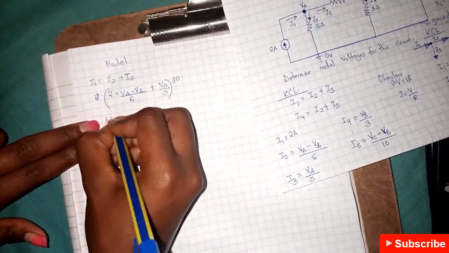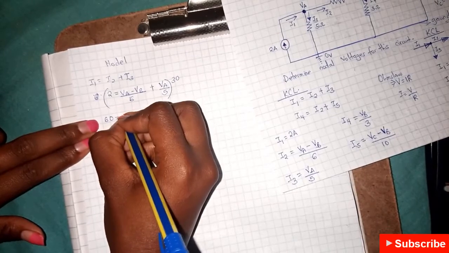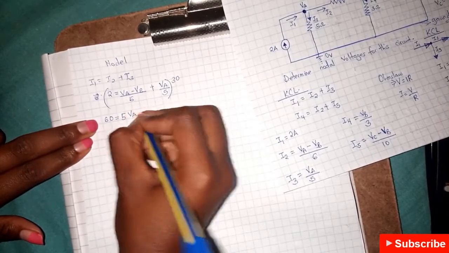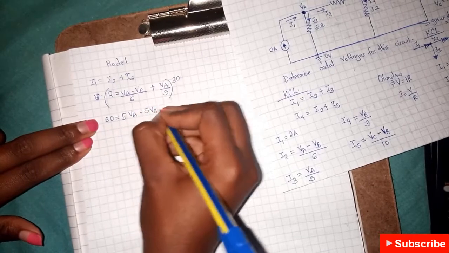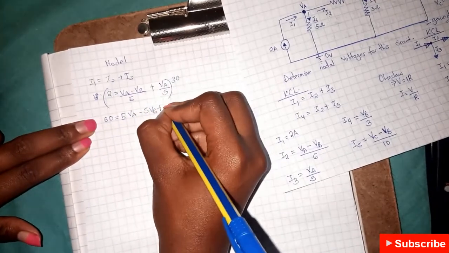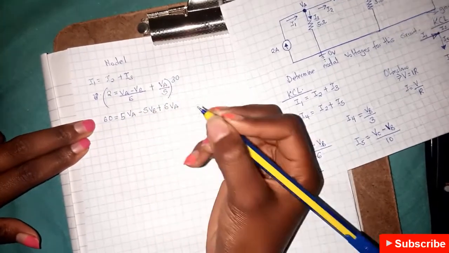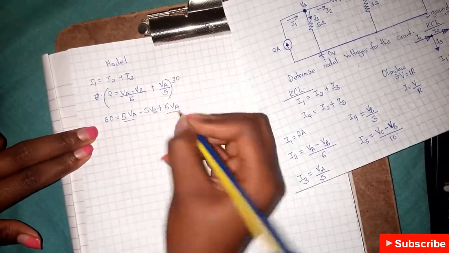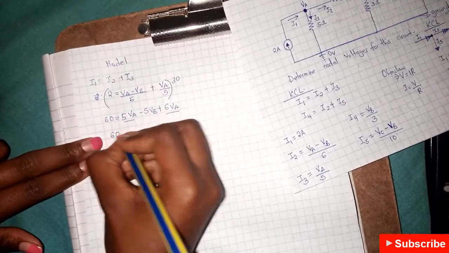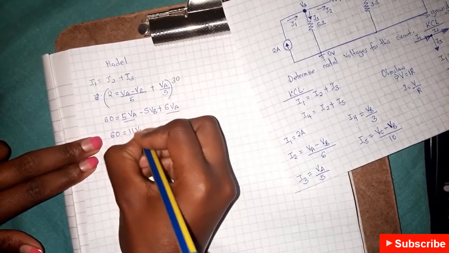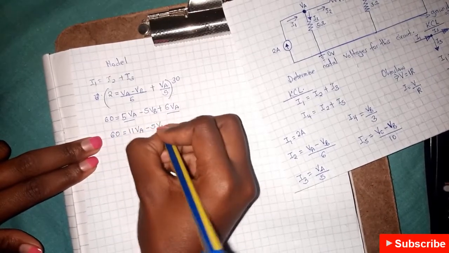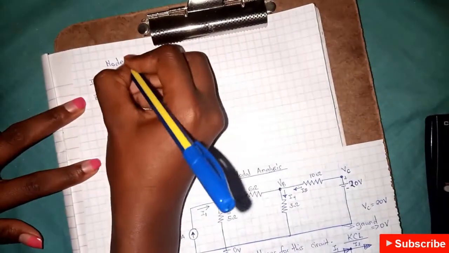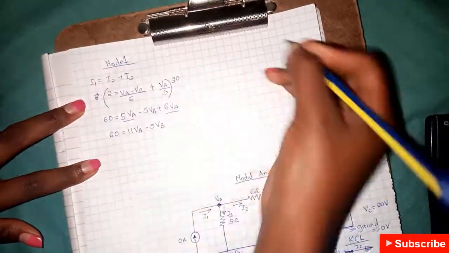Then this will be 60 is equal to 5 VA minus 5 VB plus 6 VA. Okay, combine like terms, so 60 is equal to 11 VA minus 5 VB. Okay, now to the second node, this is node 1, I don't know if it's clear.